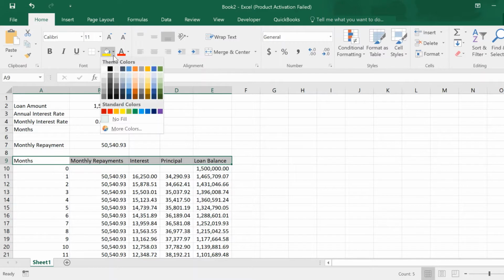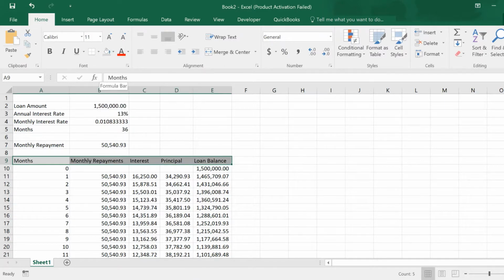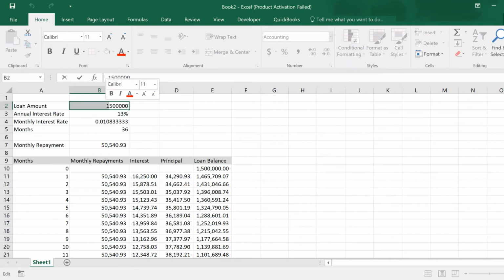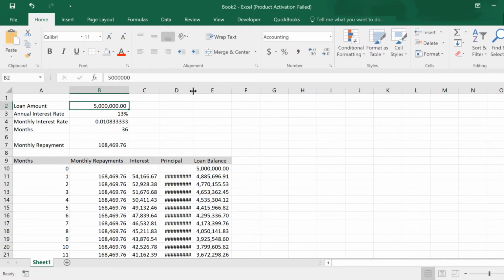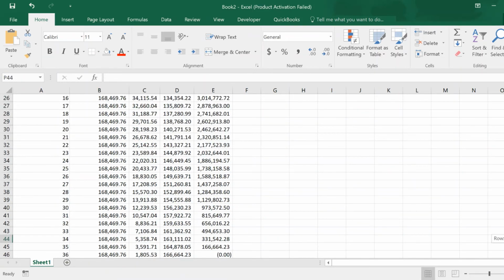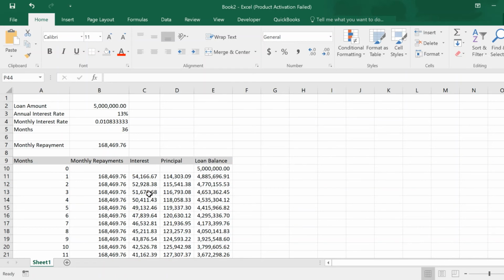You can just highlight this maybe to make it more visually appealing. So there you are. You have your loan calculator and your amortization table. So for you to change, you can just change the values up here. So if the loan was for maybe 5 million, then this will be your monthly repayments. And that will be your amortization table for that.